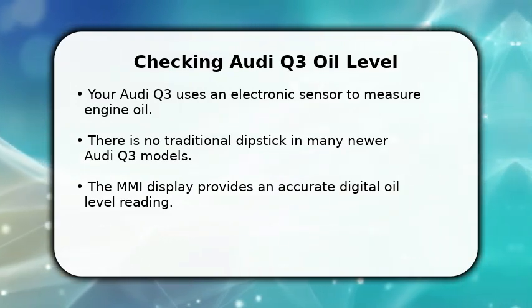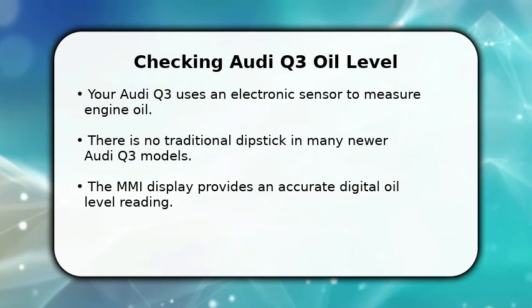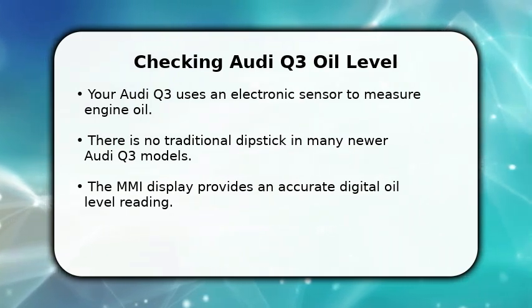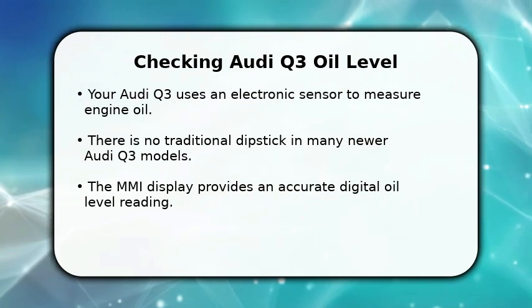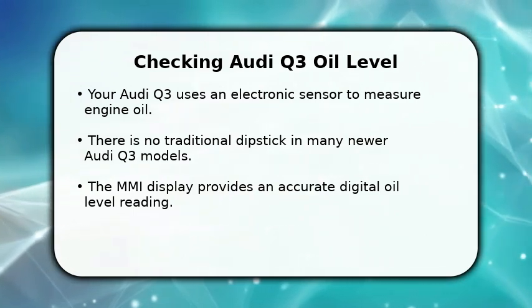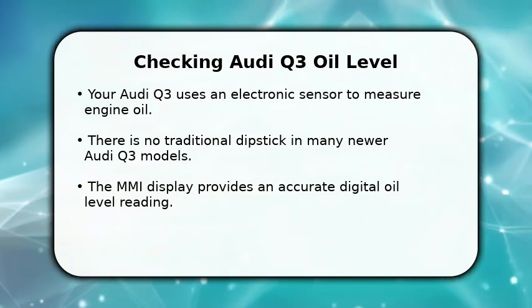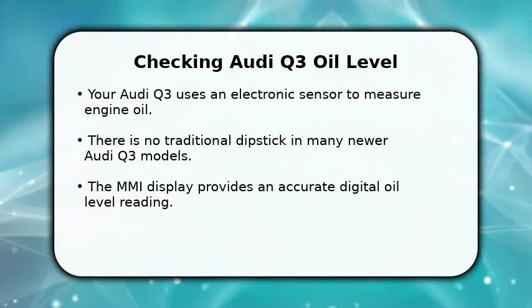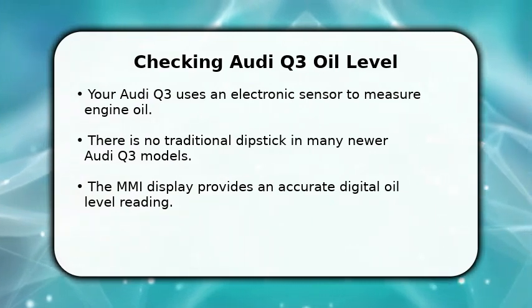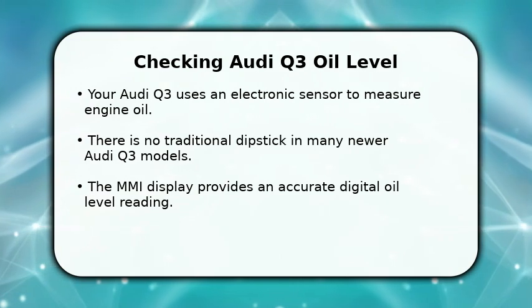First, ensure your vehicle is on a level surface and the engine is at operating temperature. Turn off the engine and wait about 2 minutes for the oil to settle. This allows the electronic sensor to get the most accurate reading. Accessing this information is straightforward through your car's infotainment system.